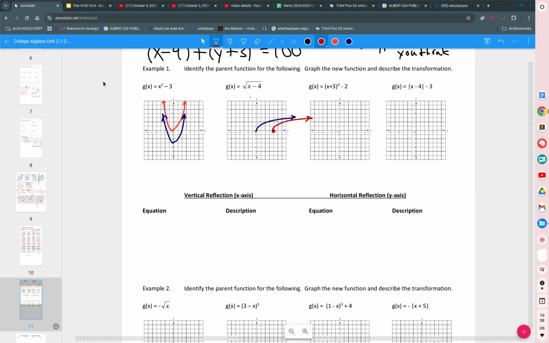Next one, I see the cube, so I know it has the shape of a cubic. What are the two transformations I have here? Down 2 to left 3. Good, so you see the minus 2, which means that I have a vertical shift down 2. You see the plus 3, which means it's left 3. So I take this, I move it left 3 and down 2. Whoop. That wasn't very good, Mr. Gens.